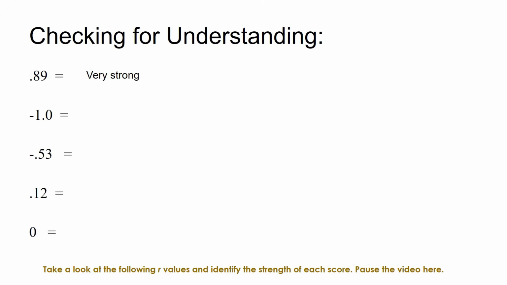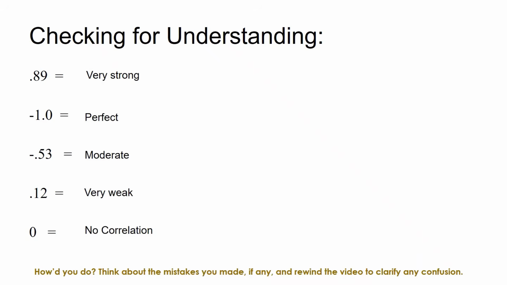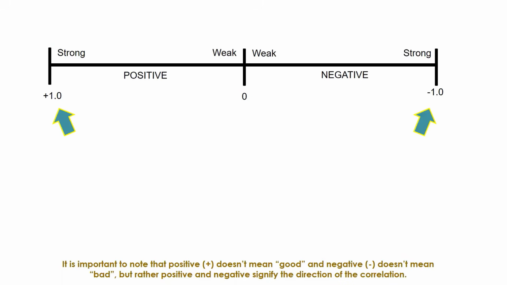Take a look at the following R values and identify the strength of each score. Think about the mistakes you made, if any, and rewind the video to clarify any confusion. It is important to note that positive doesn't mean good and negative doesn't mean bad, but rather positive and negative signify the direction of the correlation.